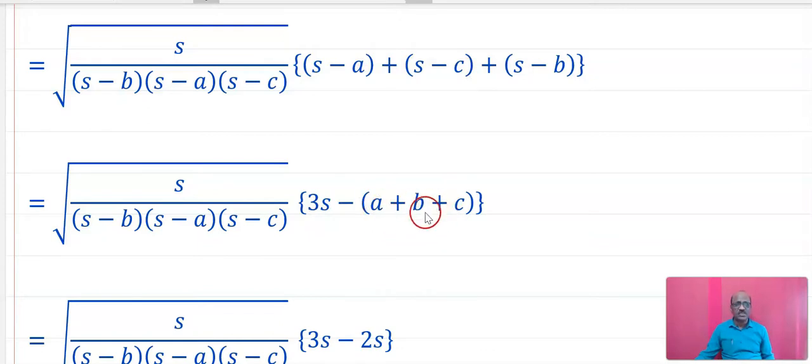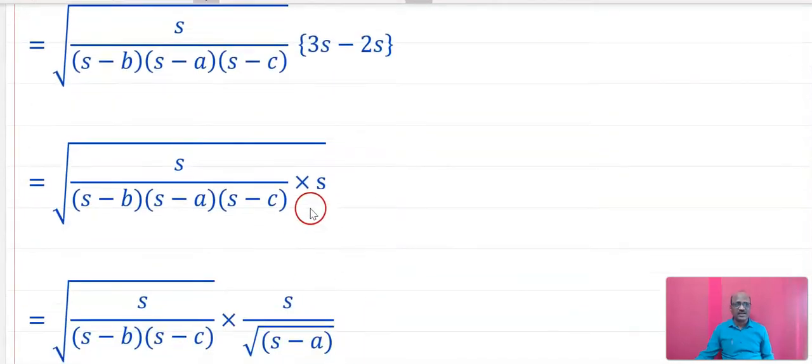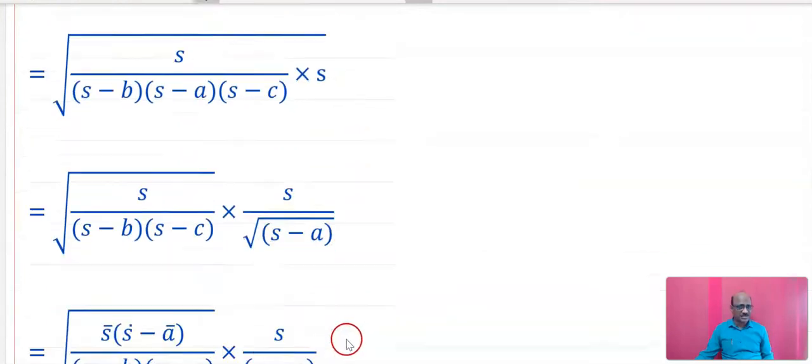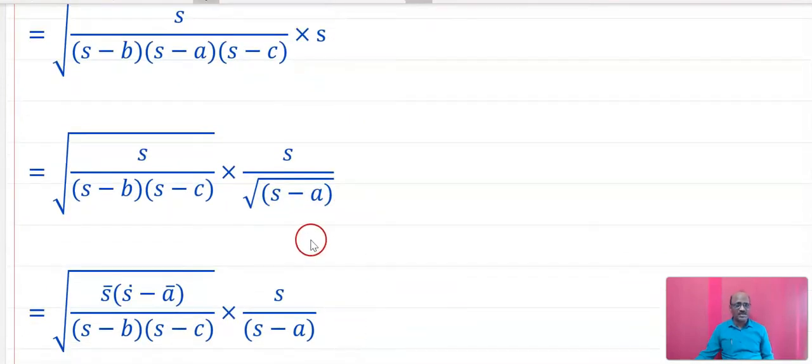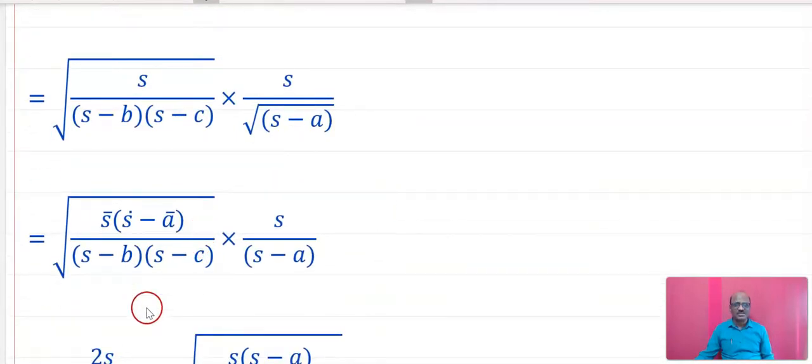That is 2s. Therefore 3s minus 2s, you will get single s. Now here, this s upon root of s minus a. Then this can again be written as, multiplied.